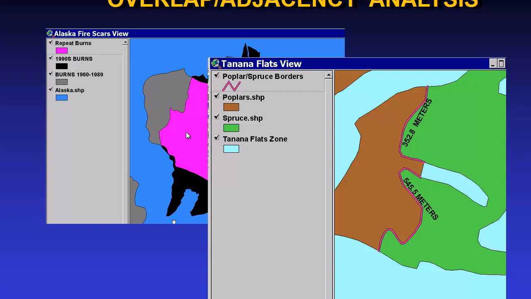So that would be an overlap type question. An adjacency type question: find the border between balsam poplar and white spruce within the Tanana Flats zone, and find all the borders greater than 100 meters. And for those borders that are greater than 100 meters, label the length of those border lines. So for example, here's a border we can boat to along the Tanana River, and then we could sample along that border, and it's 545.5 meters long.